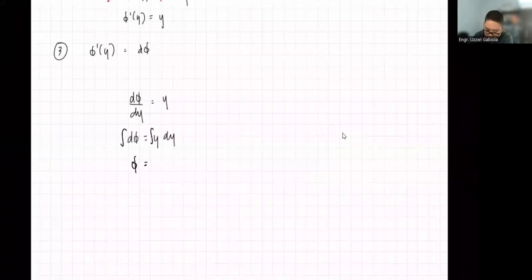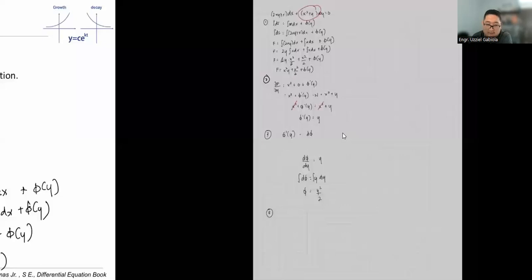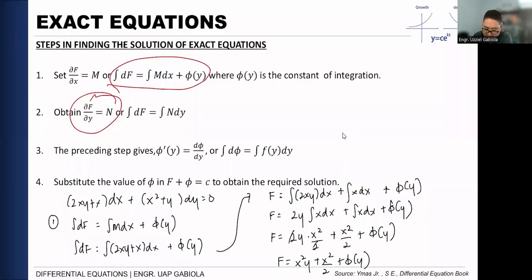Y squared over 2. Okay? So yan yung value ng phi natin. Ngayon yung number 4 natin is, ang sabi, substitute lang natin yung value ng phi dito sa formula na f plus phi is equals to c para makuha natin yung required solution natin for the problem.